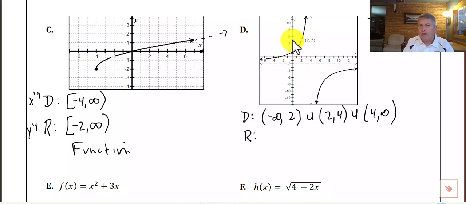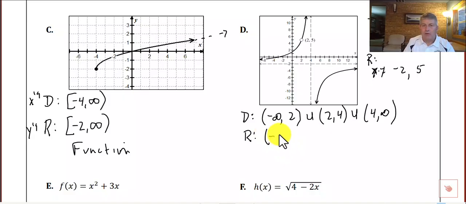And it looks like we can't have a y value of 5. So in our range, y can't equal -2, and y can't equal 5. But it can be everything else. Let's take a look at our range.